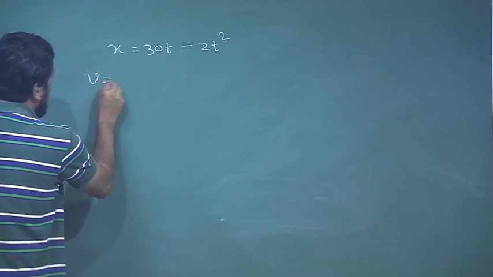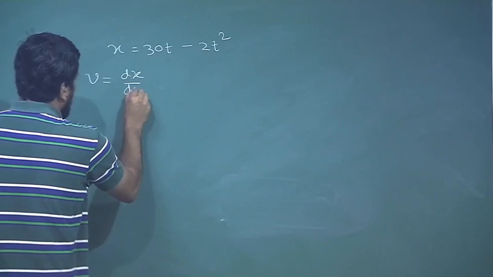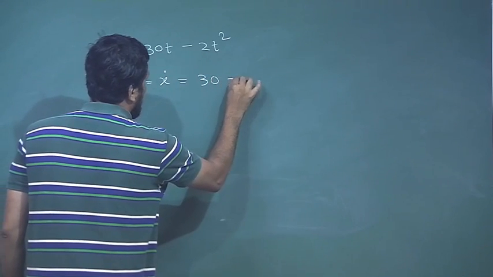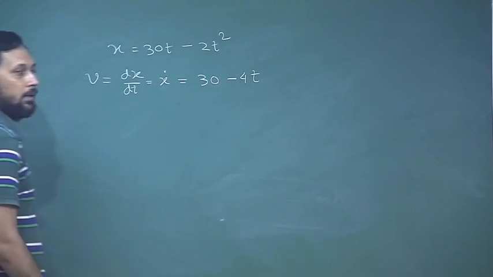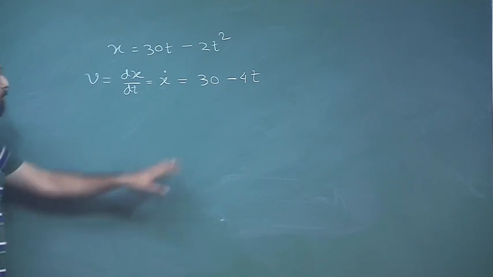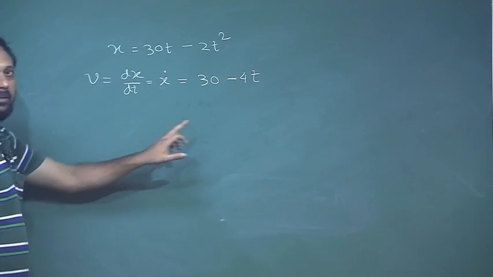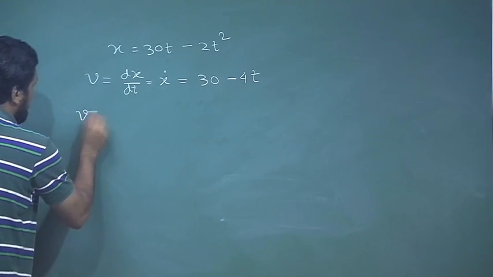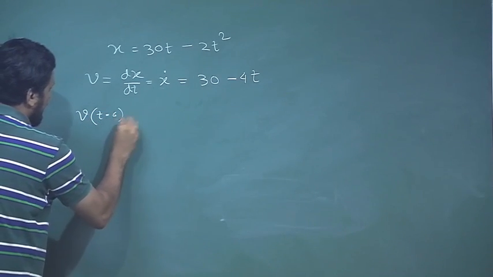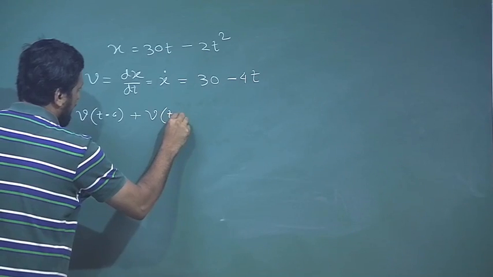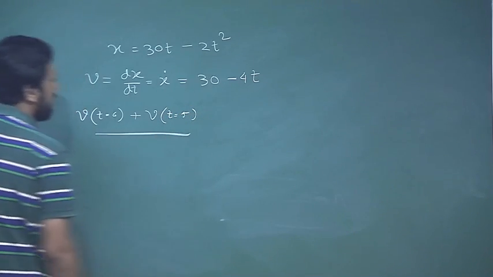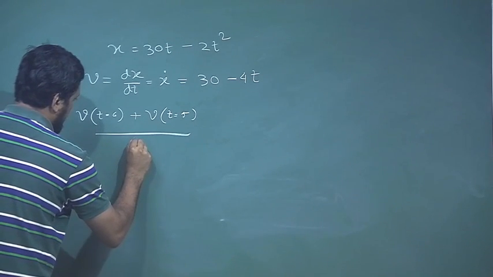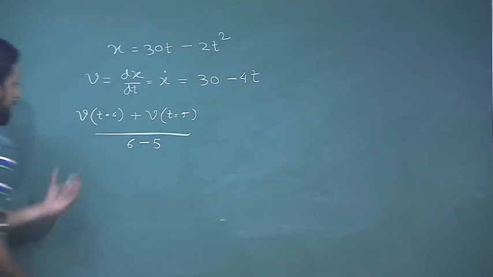So velocity v will simply be dx/dt, or we can also write it as x dot, which will be 30 minus 4t. Now, what we need to do is compute the average velocity between t equal to 5 seconds and t equal to 6 seconds. The average velocity will simply be the velocity at t equal to 6 minus the velocity at t equal to 5, divided by 6 minus 5, that is the time difference.